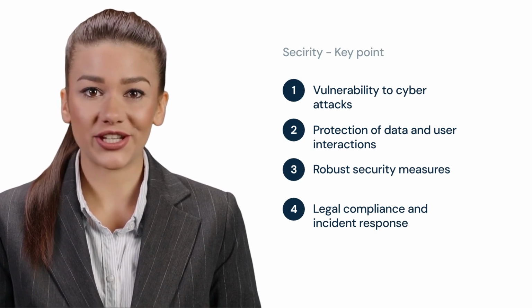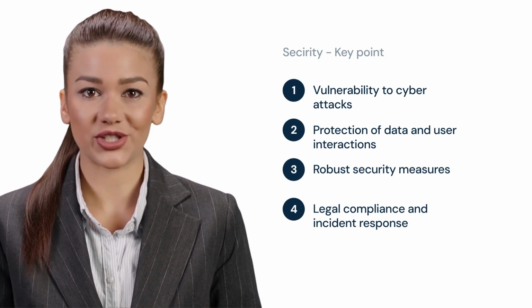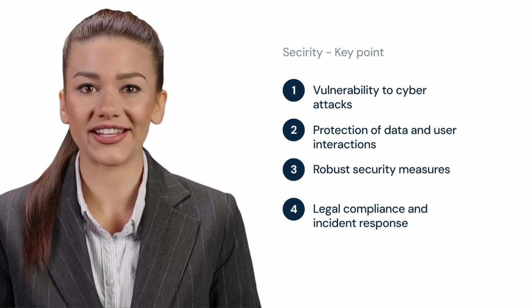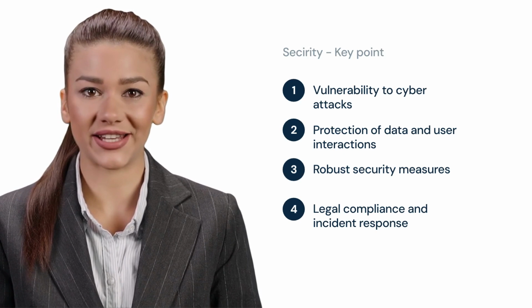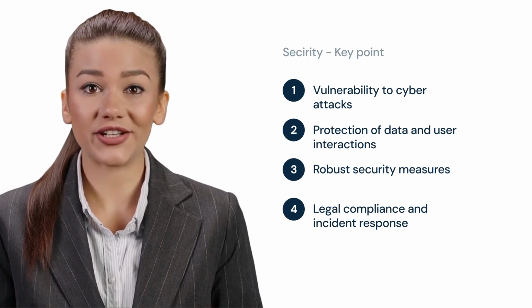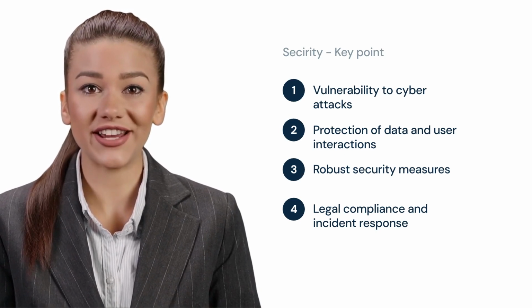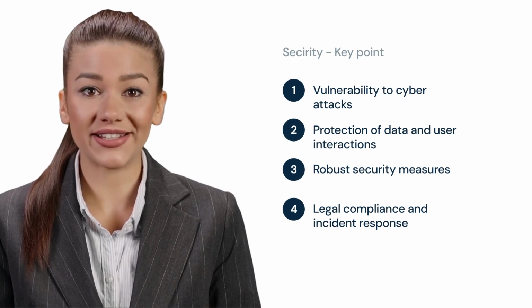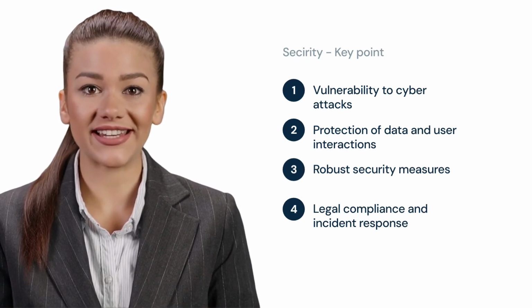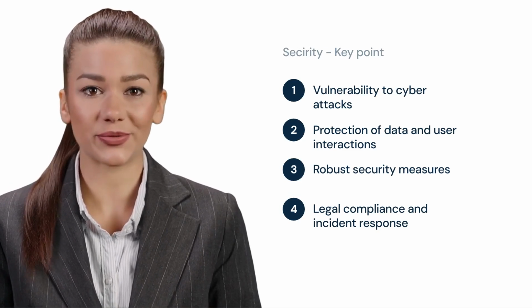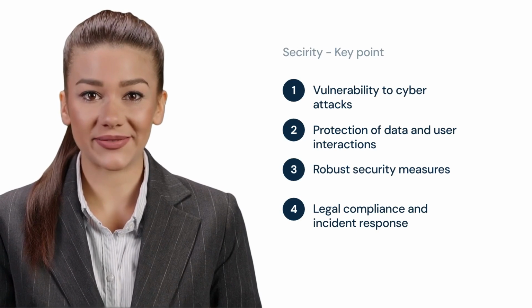These attacks can put the security of user data and information at risk. Protecting data and user interactions. It is critical to ensure that data and user interactions are adequately protected from unauthorized access. This includes protecting personal and sensitive information that users may share with the chatbot. Robust security measures. To address security threats, you need to implement robust security measures. These may include data encryption, strong authentication, constant system monitoring, and timely security patches to protect against known vulnerabilities.